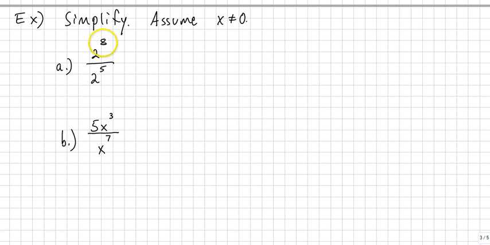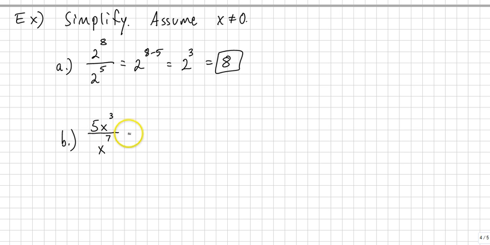Let's say we have 2 to the 8th power divided by 2 to the 5th power. They're both base 2, so using one of our new rules, we'll keep the base, and then we'll subtract the exponents. So I end up getting 2 to the 3rd, which is just 8. So 2 to the 8th divided by 2 to the 5th is just 8.